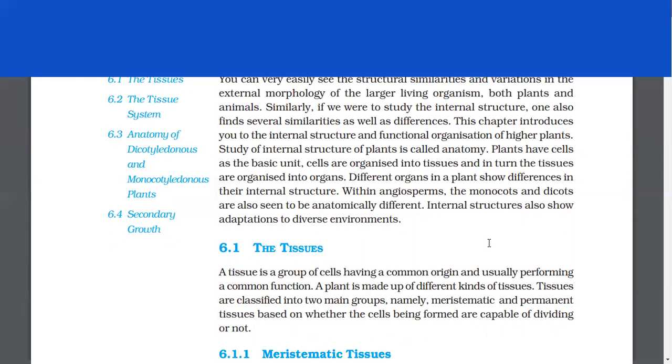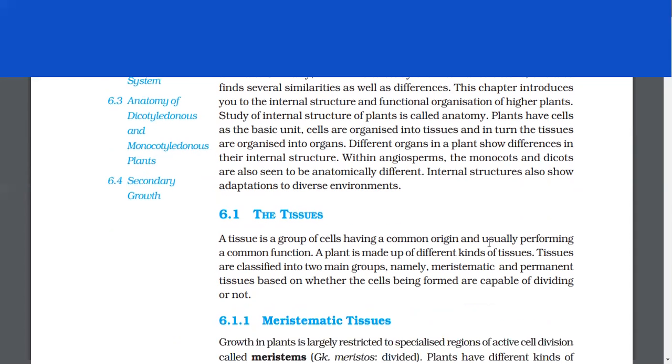Plants have cells as the basic unit. Cells are organized into tissues, and in turn, the tissues are organized into organs. Different organs in a plant show differences in their internal structure. Within angiosperms, the monocots and dicots are also seen to be anatomically different. Internal structures also show adaptations to diverse environments.